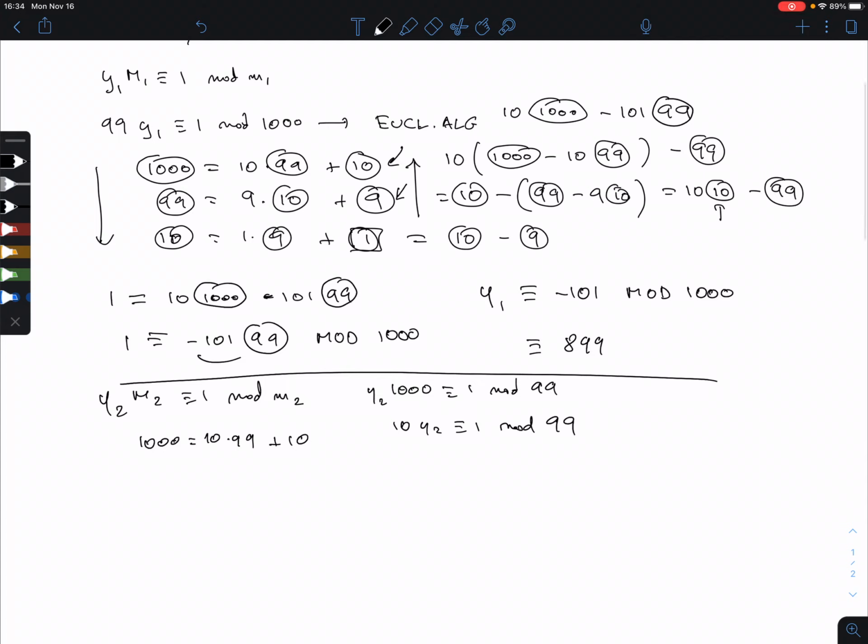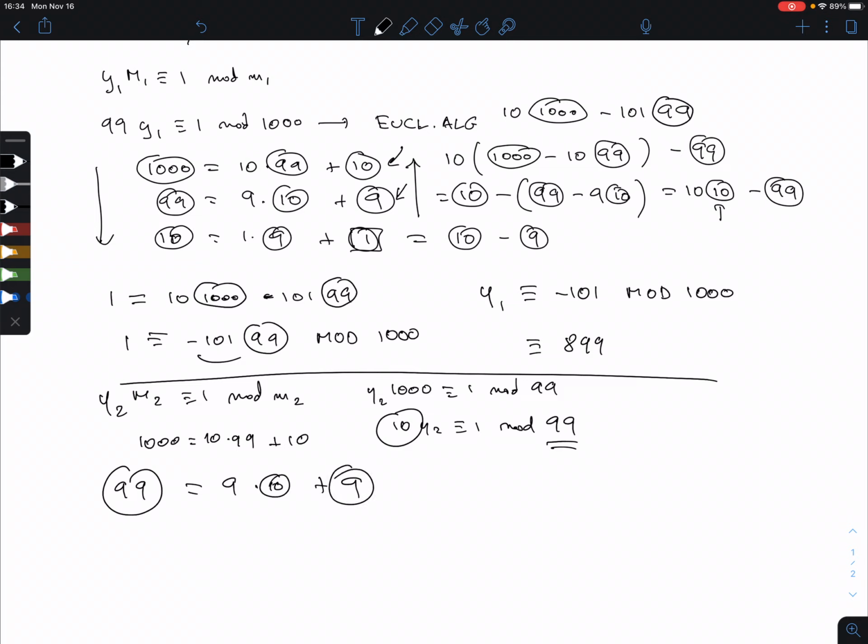So now we're working with mod 99. I know it's confusing. The 1,000 and 99 have now actually different roles. So what we're now going to do, that's why I need to reduce this, I have to find the inverse of 10 mod 99. This means I'm going to do 99 is 9 times 10 plus 9.